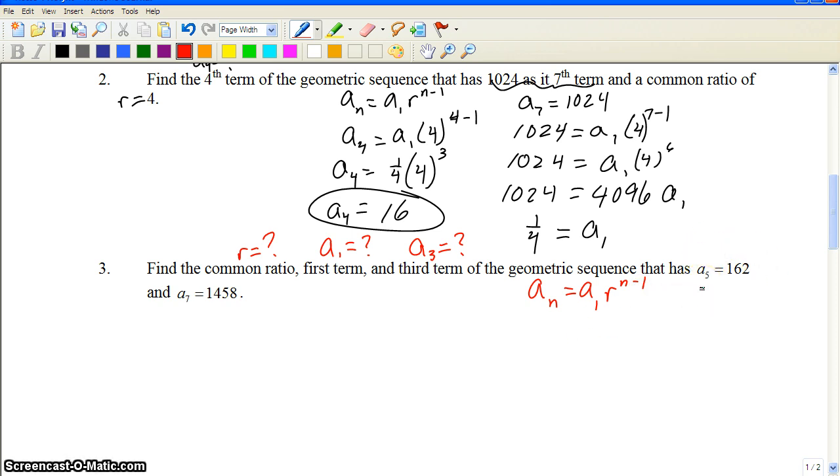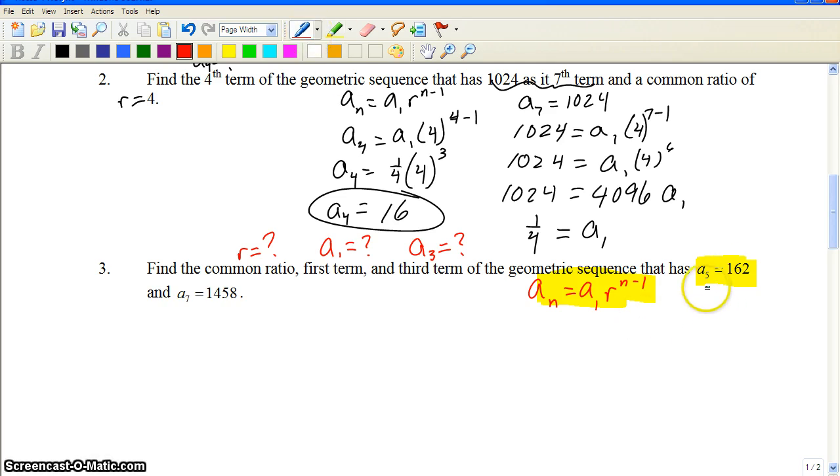This statement right here, a sub 5 equals 162, means that when n is 5, a sub n equals 162. And similar with a sub 7. So we have an issue: we're looking for all the important parts of this, so we can't do anything right now. Although what we can do is go back to here, and this gives us information. When we match it up with that, we can get a setup.